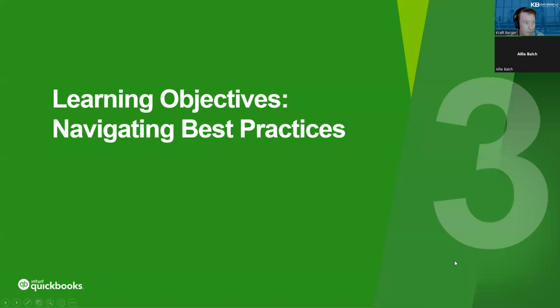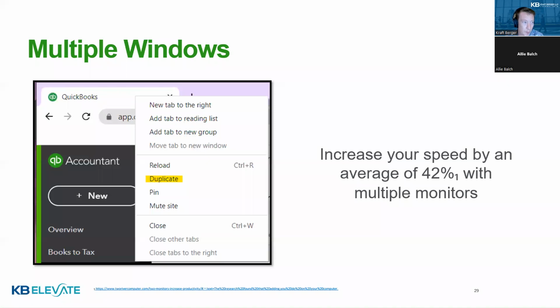Encourage you to take a look at that. All right, next, moving on to navigating best practices. If you haven't done so already, I would highly encourage you to invest in getting a second monitor for two reasons. One, whether using QuickBooks or not, I found a study that suggests that your speed of working through items increases by an average of 42% with multiple monitors.